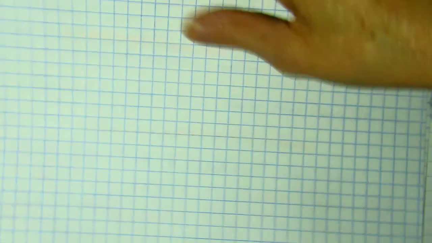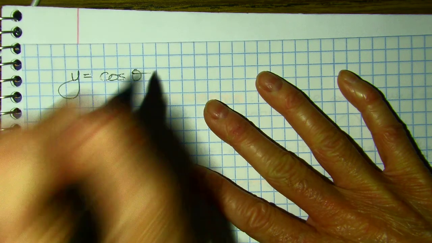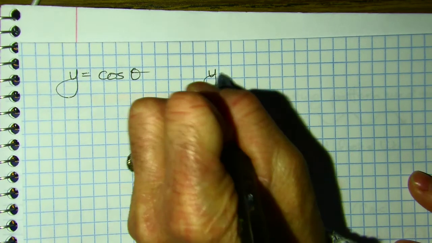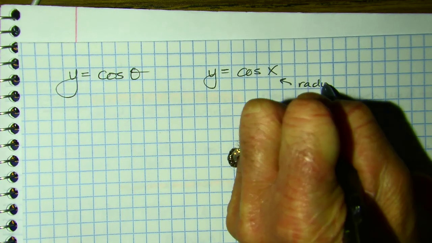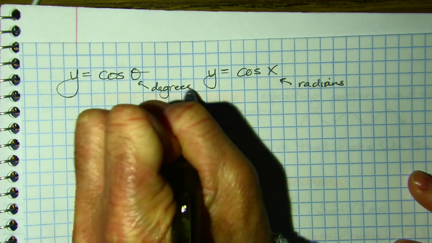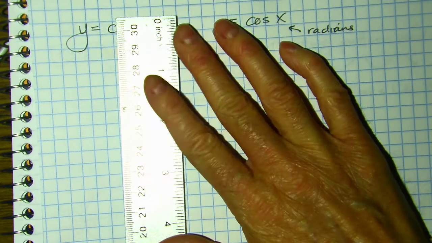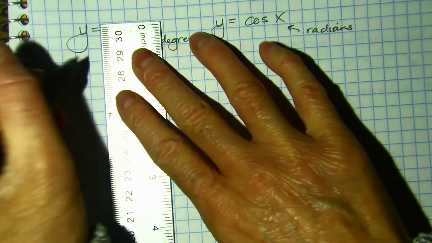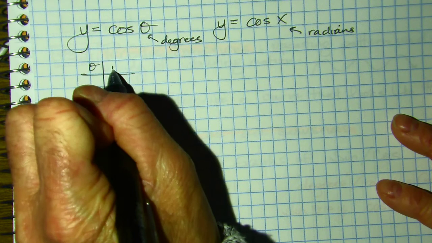So moving on, let's talk about cosine. So I have y equals the cosine of theta. Now note if this said y equals the cosine of x, then our graph should be in radians. This means our graph should be in degrees. Okay, so I know the difference there. So we're going to build our table based on the same degree measures that we did for sine. So let's say theta, here's our y value.